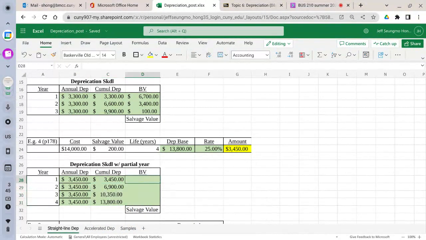Book value, always the purchase cost minus, so when you say always, then you need to lock this one, right? Minus accumulated depreciation, right? Cumulative depreciation, and you drag it down. And the final year, final book value is the same thing as the sales value. Then it's correct, right? Again, I don't have time to make it neat, but housekeeping. Don't forget the housekeeping. You gotta make it neat like this.